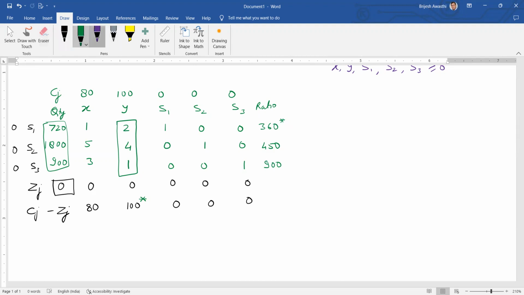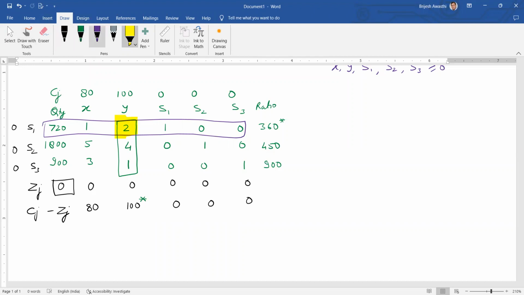So what is our key row? The first row is our key row in this case. Now, our key number is 2.